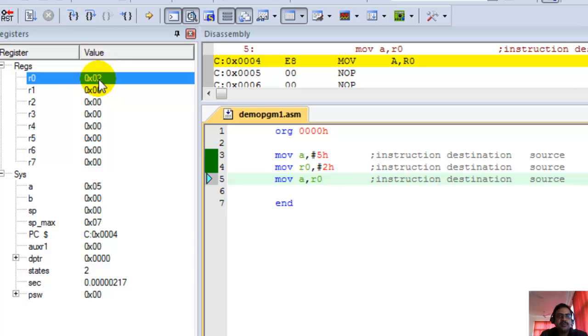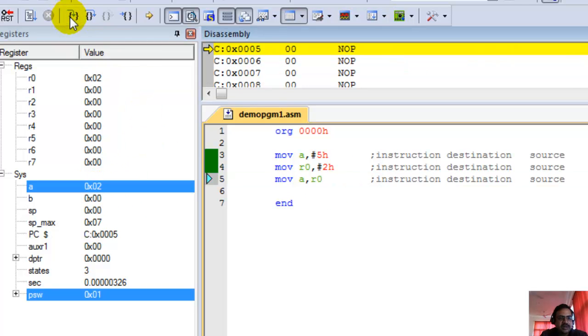If there are 10 registers put together as a memory, that means we can have 10 8-bit values in that memory. But accumulator is only a single 8-bit register, so it can hold only one 8-bit value at a time. So it can either hold 05 now, or when this command is executed, this 02 will replace 05. Let's see whether that happens or not.